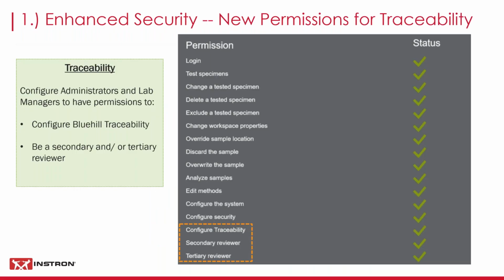With the release of Bluehill Traceability, there are 3 new permissions that have been added into security. Now administrators or lab managers can configure traceability, which essentially gives a user permission to turn on the audit log, turn on the revision history, and configure electronic signatures. In addition to this, there are 2 permissions for secondary reviewer and tertiary reviewer, both related to electronic sign-off. We'll get into those a bit more later, but I just wanted to point out where a user is configured to have these permissions.